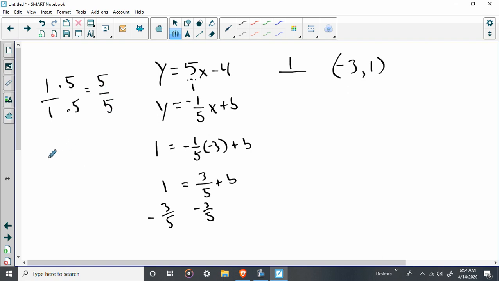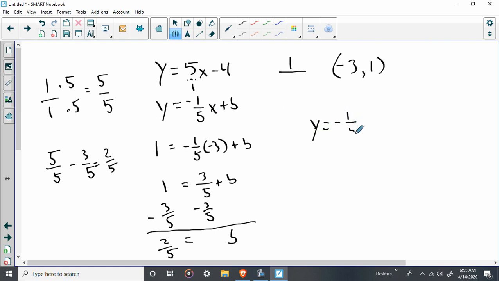Okay? So if we said, what's 5/5 minus 3/5? That would be 2/5. Okay? So what are we going to find out? B is equal to 2/5. So what are we going to say? Y is equal to negative 1/5 x plus 2/5.